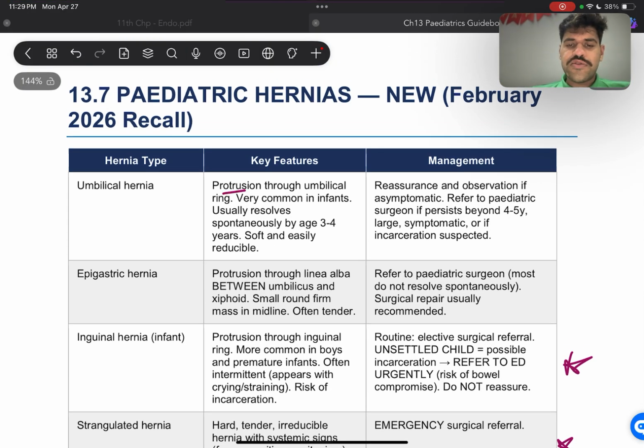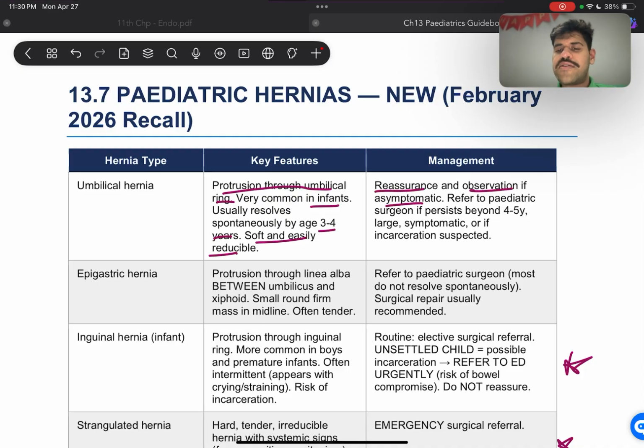It is a protrusion through the umbilical ring, very common in infants, and usually going to resolve by the age of 3 to 4 years. It's soft and easily reducible. All right, soft and reducible usually means it is not an emergency. So again, reassurance, observation if asymptomatic, and we refer to pediatric surgeon if it persists more than 4 to 5 years, or if it's large, or if it's symptomatic, or if it's incarcerated, or we suspect that this could lead to an incarceration.